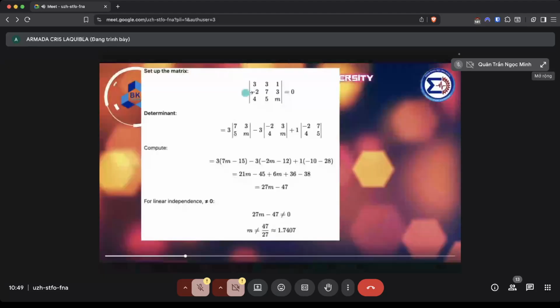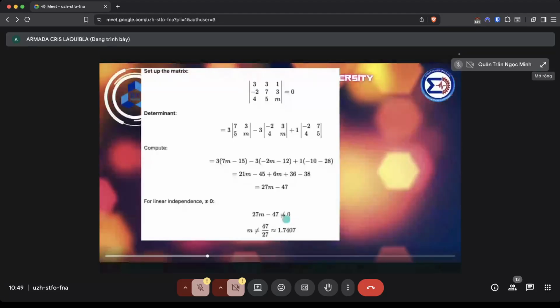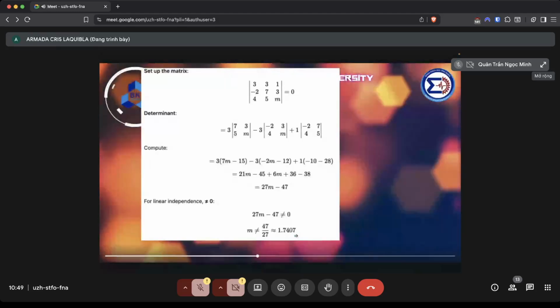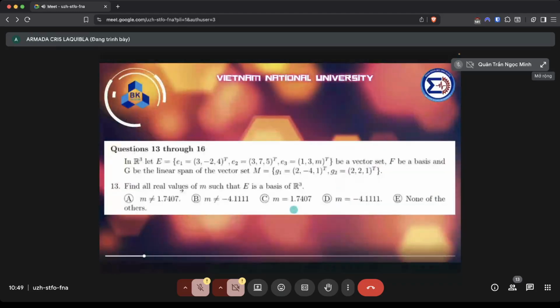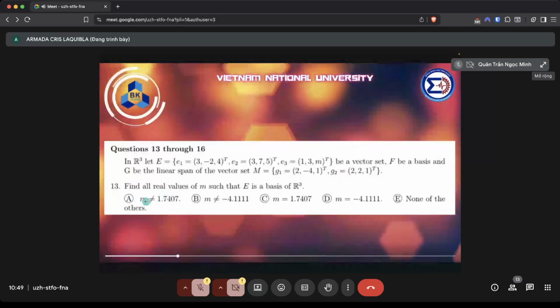Okay. So here we solve the determinant and it should not be equal to 0. So your M is not equal to 17407. And that is here, letter A.